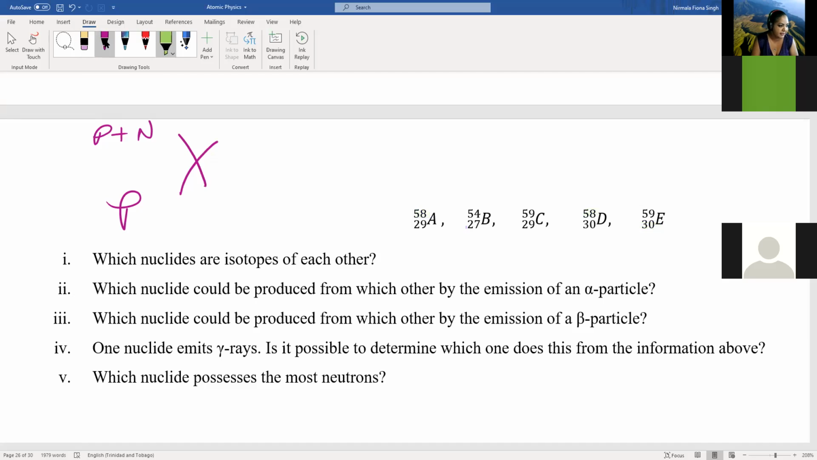Can anybody remember what the formula for an alpha particle is? I have two numbers usually written here. What are those two numbers? Four and two.